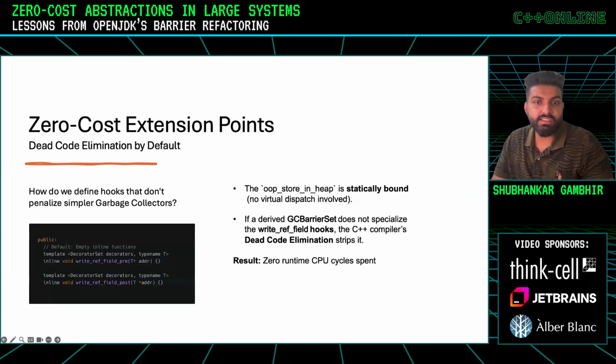How do we ensure this doesn't penalize simple garbage collectors? By relying on the compiler's dead code elimination. The base class defines these hooks as empty inline functions. Because the oop_store and heap sandwich we just looked at is 100% statically bound, the compiler evaluates it instantly. If a derived GC barrier set like Serial GC does not shadow those hooks, the compiler binds to these empty base hooks and immediately strips them out of the binary. The abstraction costs zero runtime CPU cycles.